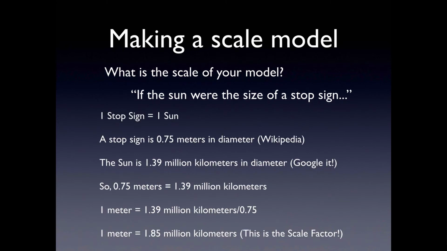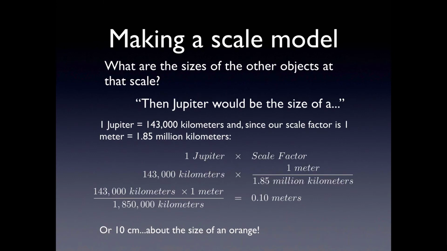So in our case, if I set the size of the sun equal to a stop sign, that's one stop sign is equal to one sun. A stop sign is 0.75 meters in diameter. Got that off of Wikipedia. The sun is also 1.39 million kilometers in diameter in reality. I got that off of Google. So I set 0.75 meters to 1.39 million kilometers. And then if I divide through by 0.75 meters, I get that 1 meter is equal to 1.85 million kilometers in our scale model. That's called the scale factor. That means that every meter on our campus is going to represent 1.85 million kilometers. So what do I do with this information?